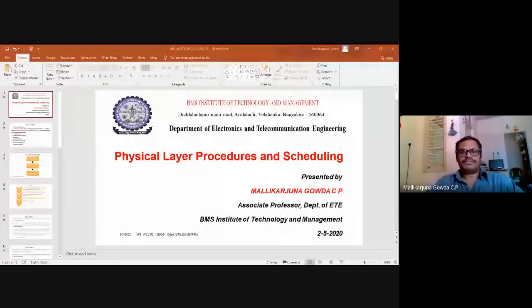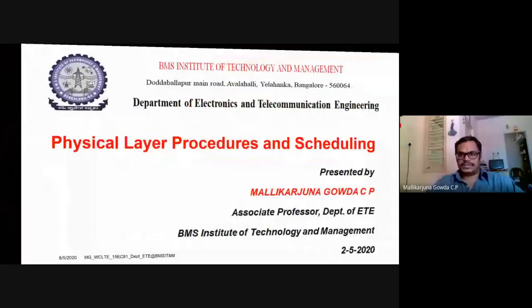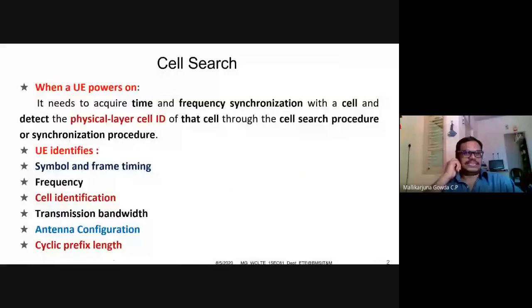Okay, fine. Let me go to that topic only. So this is the cell search procedure, right? As soon as you switch on your mobile phone, the first thing it will do is acquire the time and frequency synchronization with the cell with which it is attached. It also has to detect the physical layer cell ID of that cell. That is done through the cell search procedure, or we say synchronization procedure.